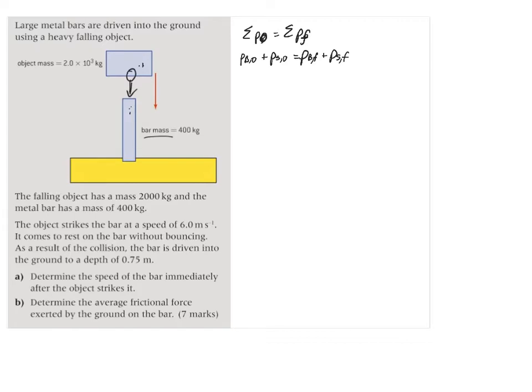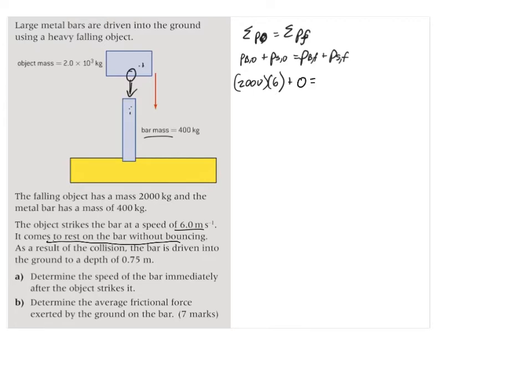So the momentum of the big one, let's see, we've got 2,000 for its mass times its velocity. It says it strikes the bar with a speed of 6 meters a second, plus the initial, the bar is at rest, so we can put a 0 there. And then the final, we don't know that. But it does say that it comes to rest on the bar without bouncing. So that's going to be like that first question we saw, right? Comes to rest without bouncing, which means the two objects are connected, they're moving together.